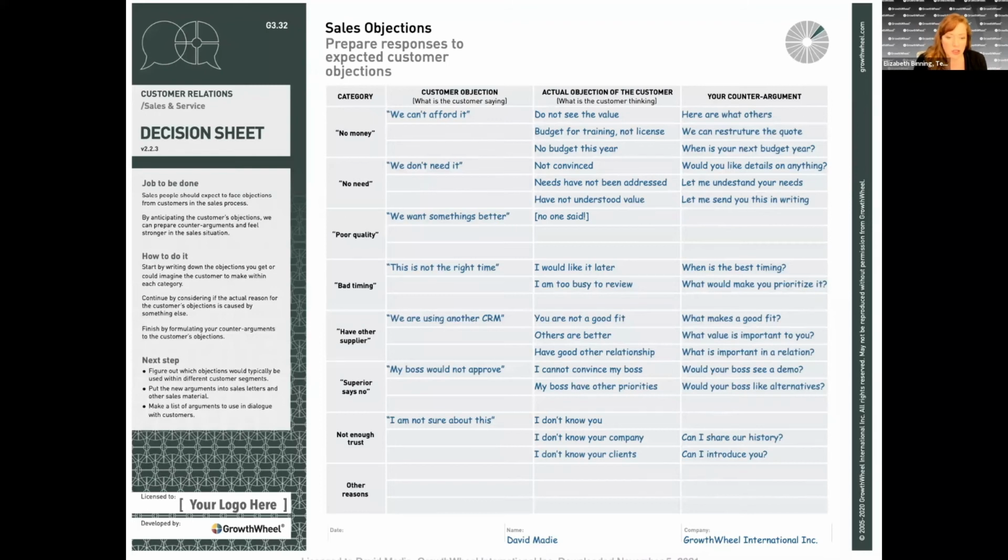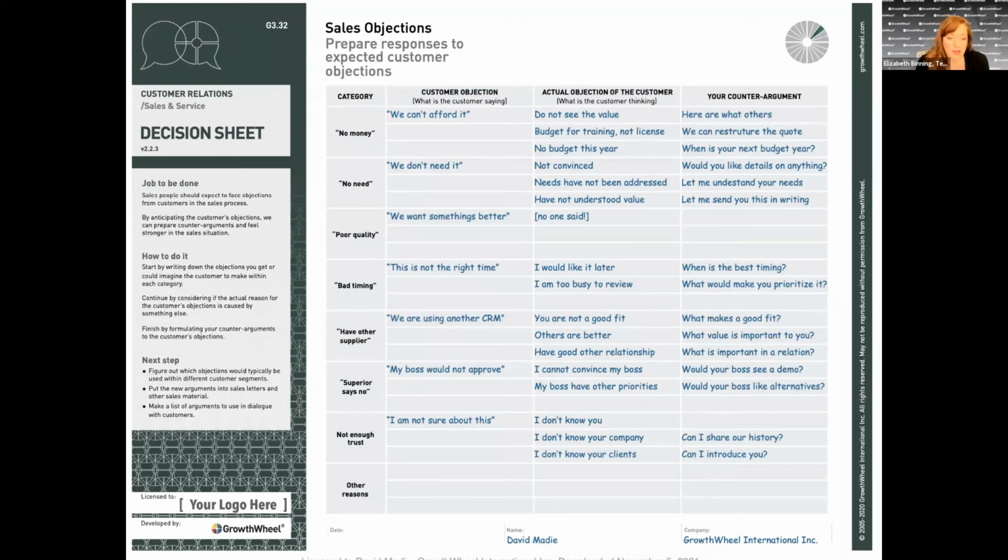We've got another relationship. And so we can kind of get some information about what's important to them, what's important in a relationship, what makes a good fit, what are their needs, having that conversation with them. If they say, my superior says no, my boss wouldn't approve, what they're really saying is, my boss has other priorities. I can't convince my boss. So then we can say, well, would your boss like to see a demo of this, or would they like to see some alternatives?